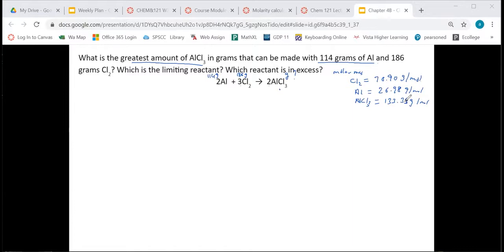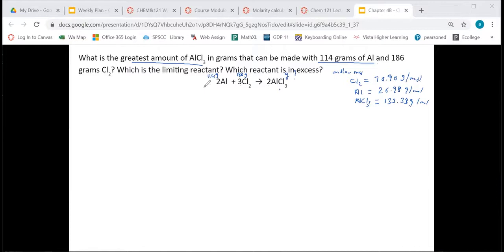Now, the first thing you need to do is, what do you need to do first? The balanced reaction will help you to figure out which one. You need to convert it into mole and then use that mole and the balanced reaction. Then you can figure out which one is the limiting reagent. So let's go step by step. The first thing is you need to convert these 2 to moles first.